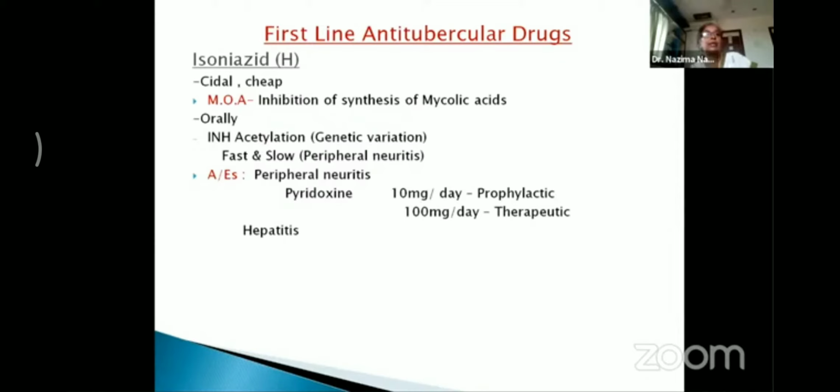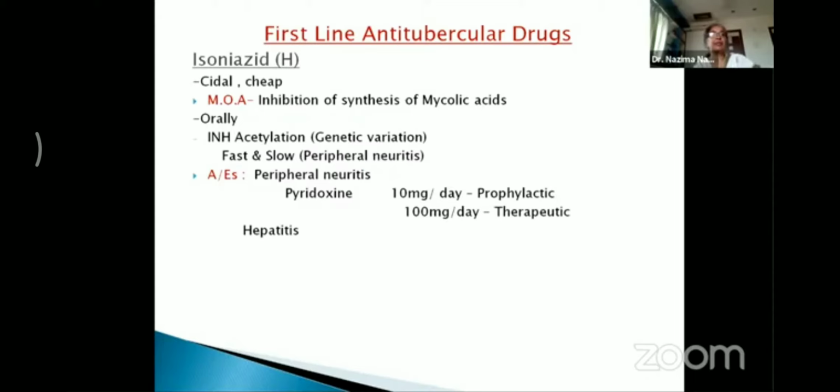Isoniazid, or H in short, which is having a bactericidal action. It is a cheap drug. Mechanism of action, it acts by inhibition of the synthesis of mycolic acids. It is one of the important constituents of the mycobacterial cell walls. So that is how this drug acts, isoniazid.